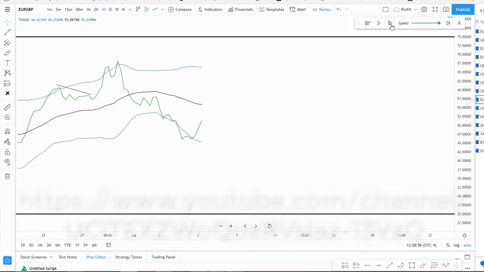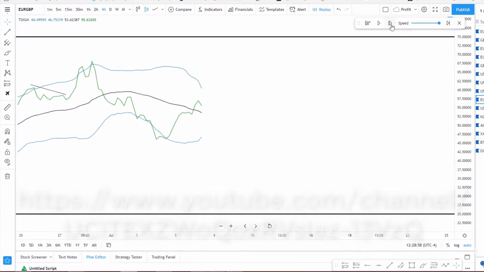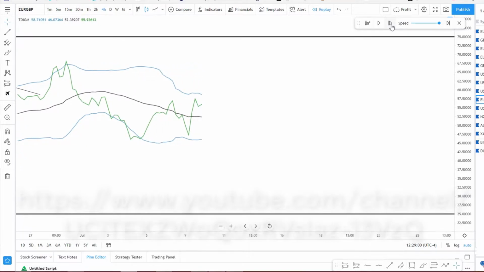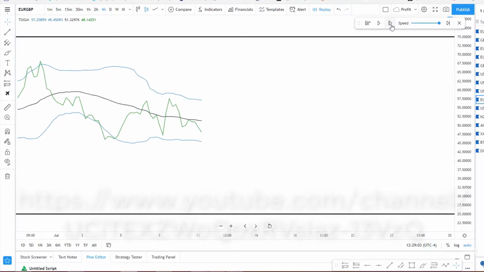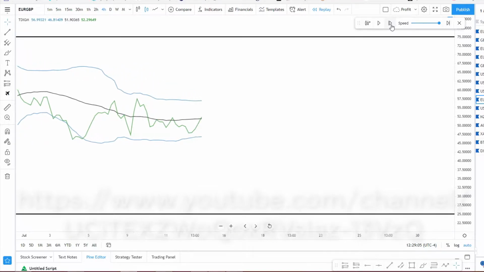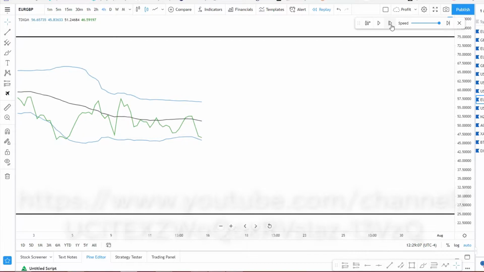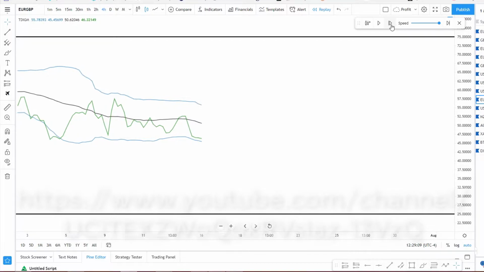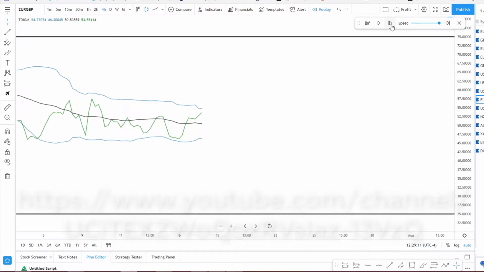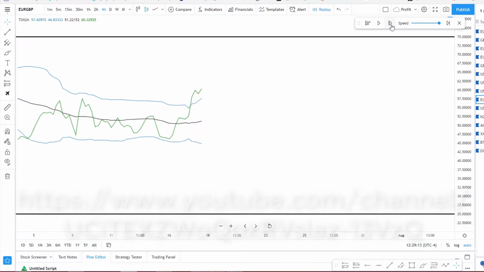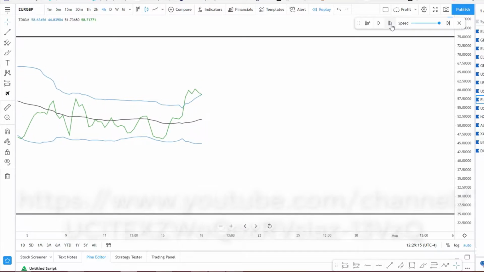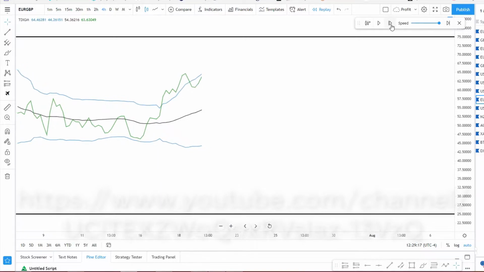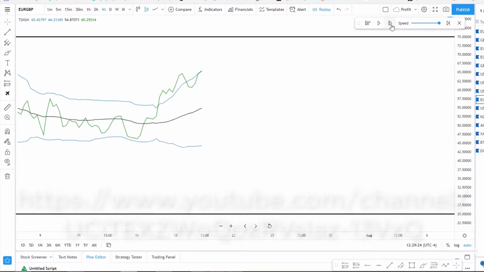So again, I'm waiting for this green line to cross above or below the blue lines, and then inside these blue lines you can catch very good moves. Just wait. I've seen a lot of trades, or a lot of setups using this indicator, so just wait.